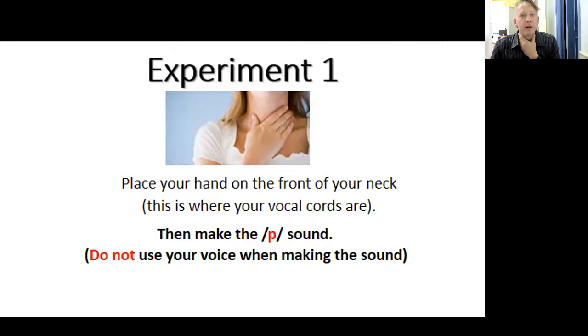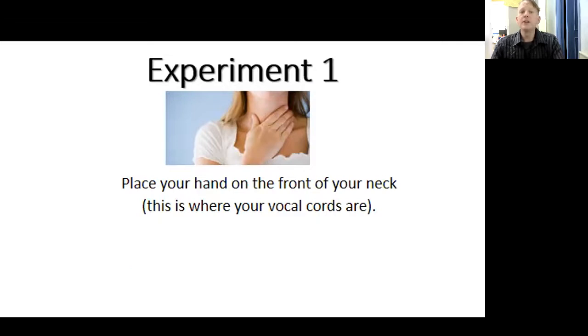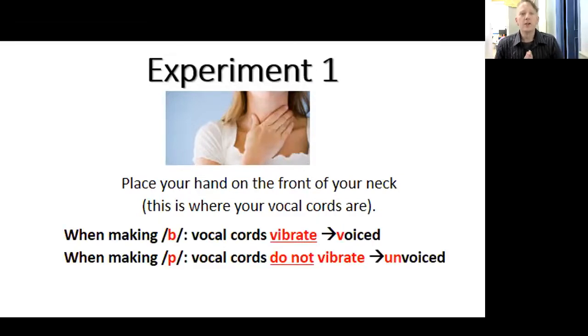Now let's try P. But this time, we're not going to use our voice. P. P. Now, you notice something different? It doesn't vibrate. Let's try again. P. P. That's right. The vocal cords do not vibrate. Why? Because they're unvoiced. So the letter B is a voiced sound, as in B, Bouncy Ben. Or the letter P, as in P, Peter Puppy. So you don't feel the vibration with the letter P as you do the letter B.